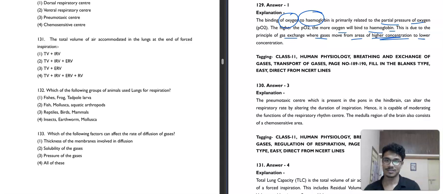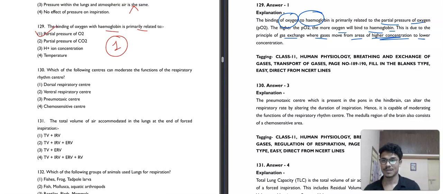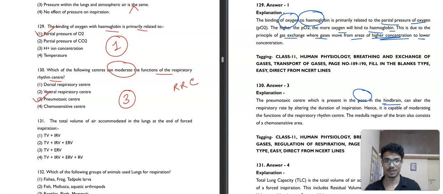Then question number 130. It is saying, okay, which of the following centers can moderate the function of the respiratory rhythm center, RRC? Dorsal respiratory group, ventral respiratory group, pneumotaxic center, or chemosensitive center. The pneumotaxic center can moderate the function of the respiratory rhythm center. It is present in the pons of the hindbrain. It can alter the duration of inspiration and is capable of moderating the function of the respiratory rhythm center.